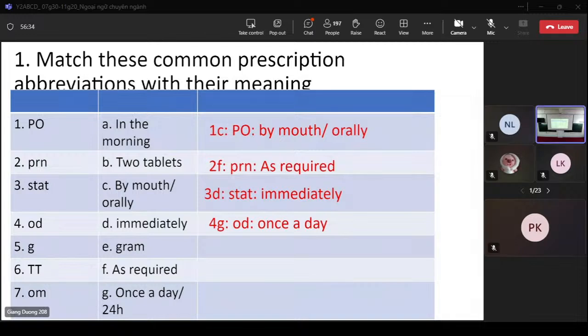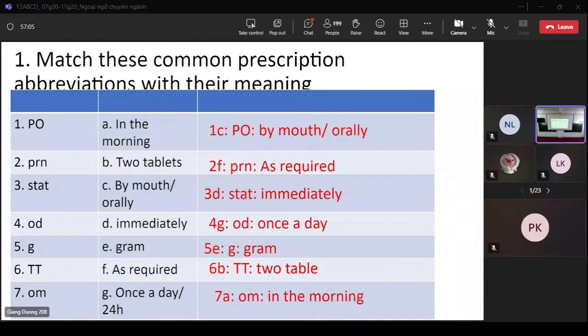Number five, easy. Number six, BD, two tablets. Okay. Sorry, this is wrong spelling. Tablet, not table. Two tablets. Tablet là viên thuốc. And 7, the last one, in the morning, OM. Okay.